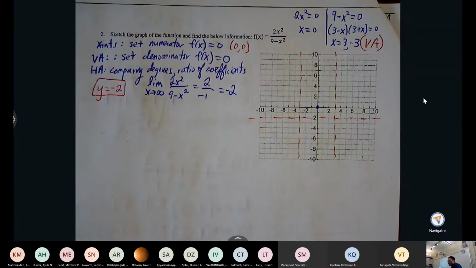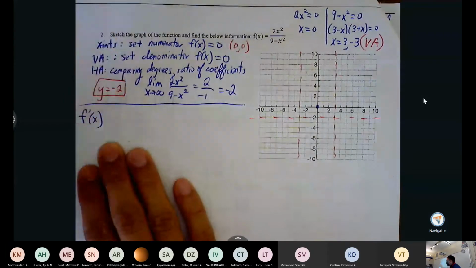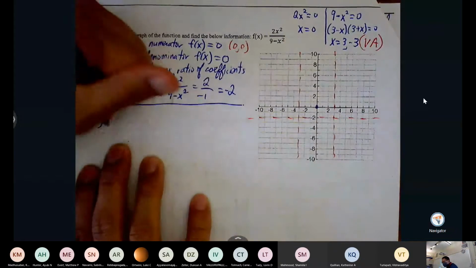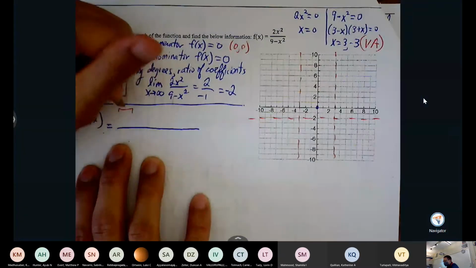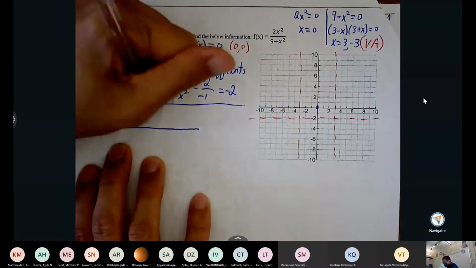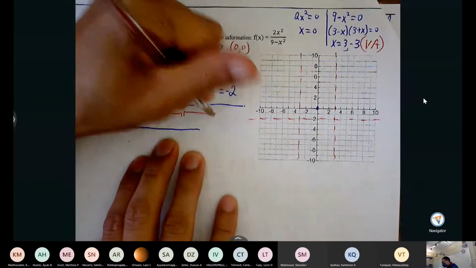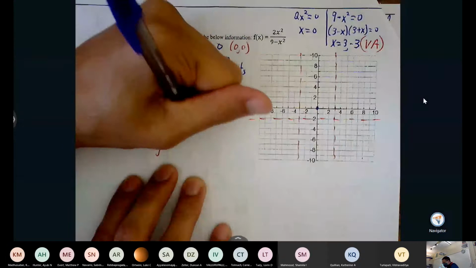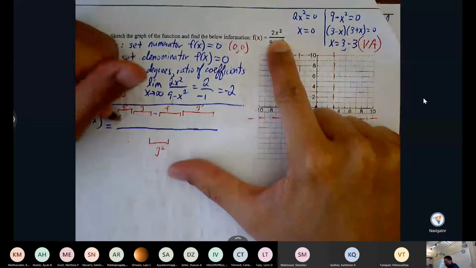So now we're going to go to f prime. F prime is where we find the derivative. Slope, sign line, first derivative test. All right, so what's involved here if I want to find f prime? Okay, quotient rule. So I'm going to set it up and see if we can fill this in. Okay, f prime.